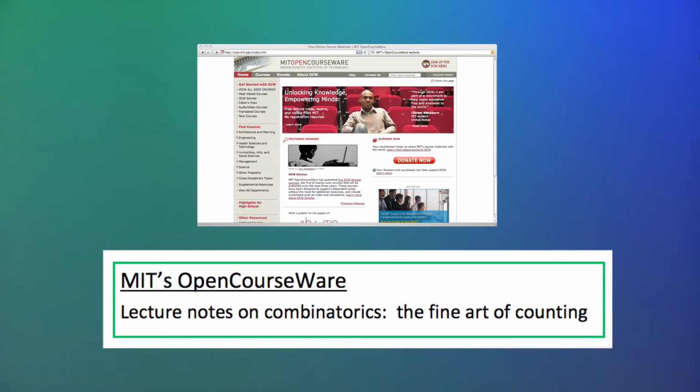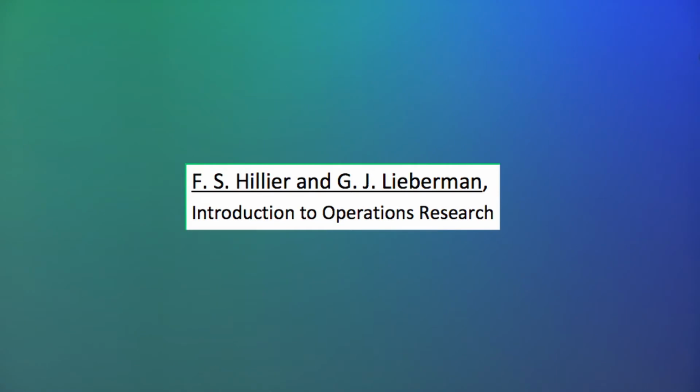There is actually an excellent source as lecture notes on the fine art of counting. It's available online on MIT's OpenCourseWare website. You could also further explain the term linear with some additional examples, since most students in your classroom might have never seen it. A potential source might be Hillier and Lieberman's book called The Introduction to Operations Research.